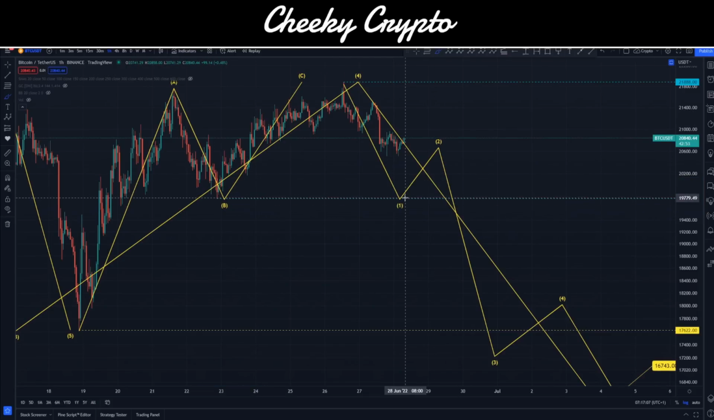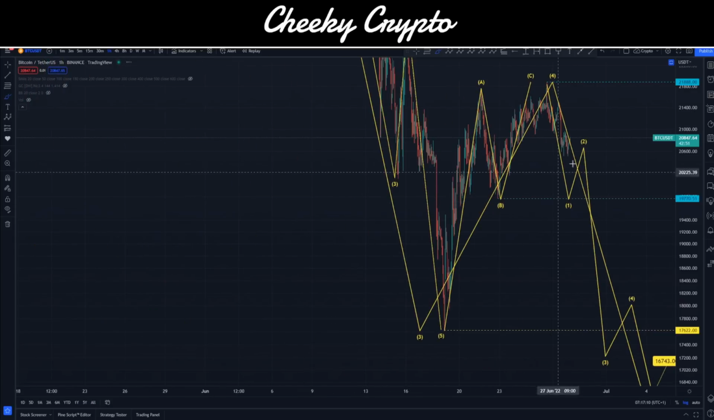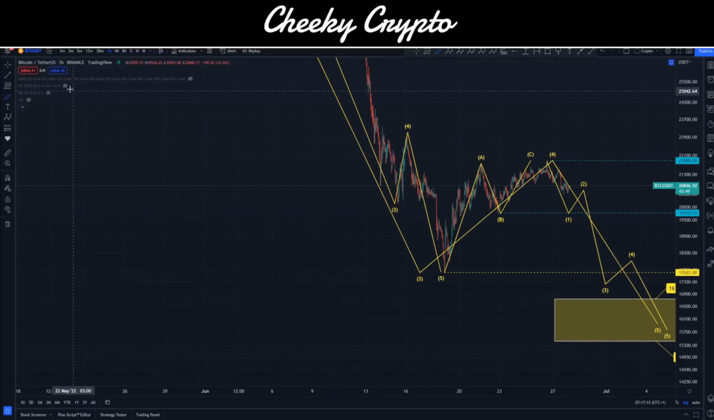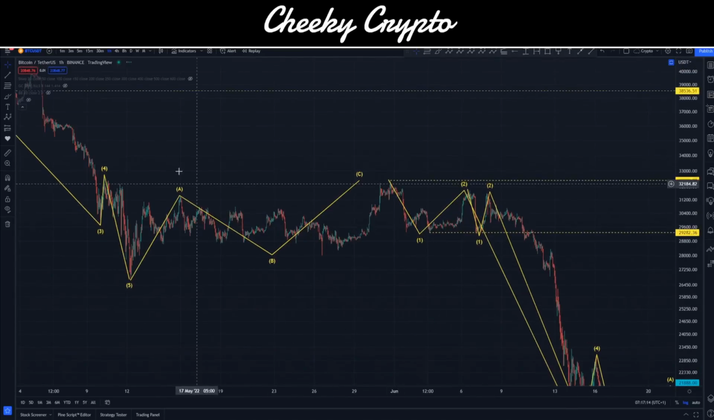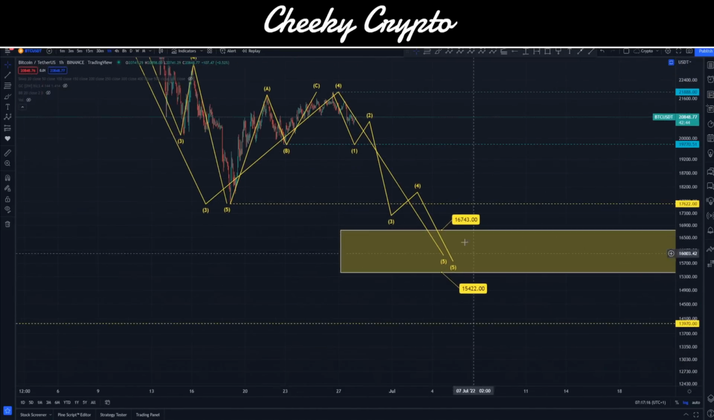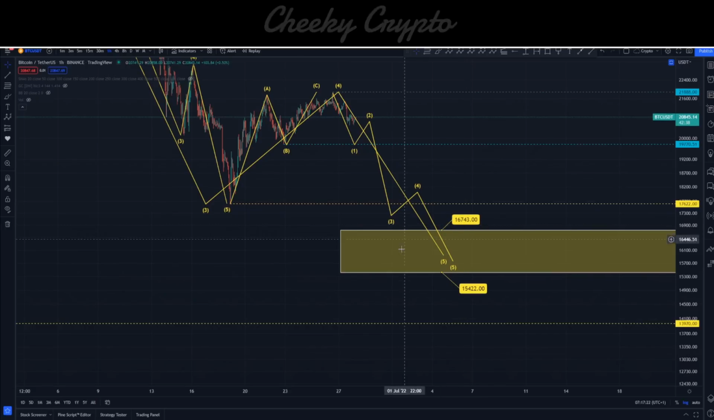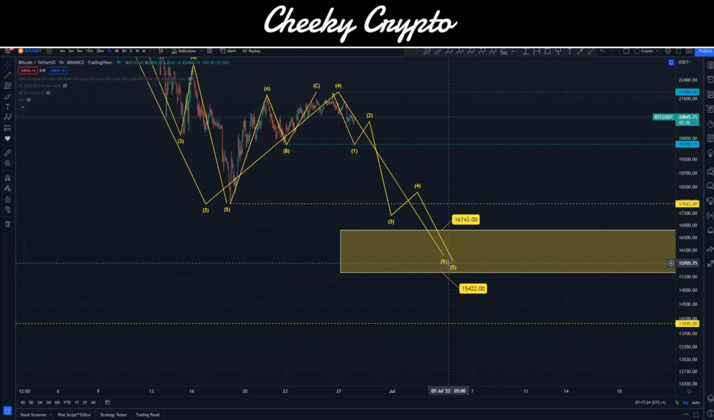Now, why do I say I want to avoid this? Well, I want to avoid it because I want to finish off the structure that we've been mapping for quite some time, right? And in order to do that, we're really talking about 15,422 to 16,743. This is the area that I want to see Bitcoin in order to complete this entire structure.